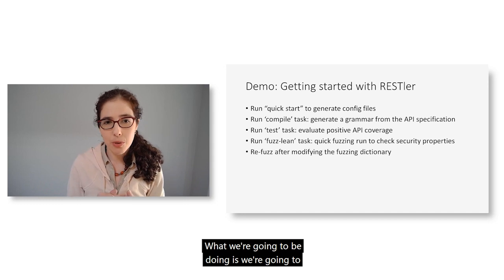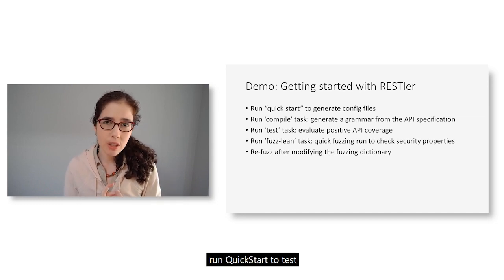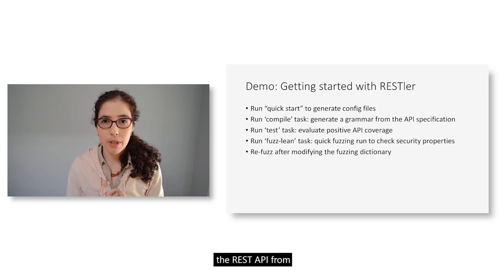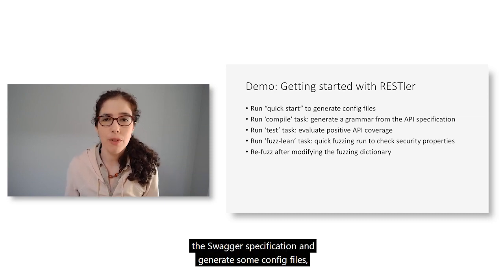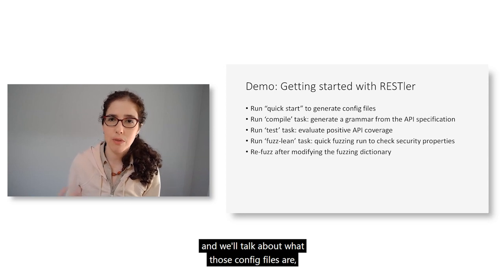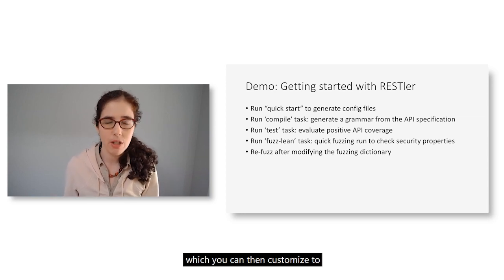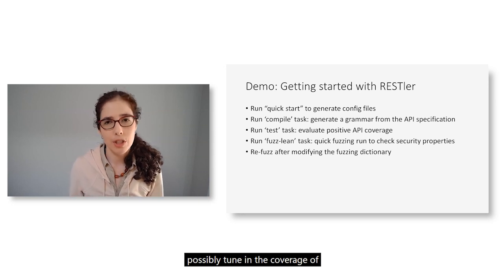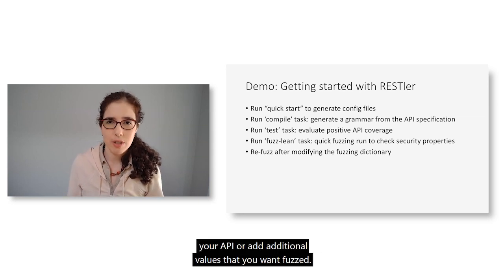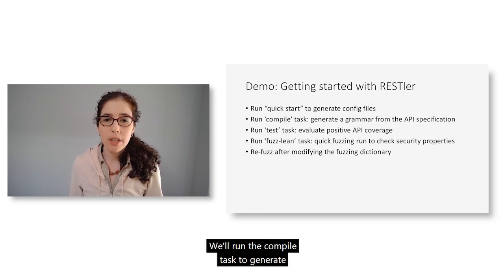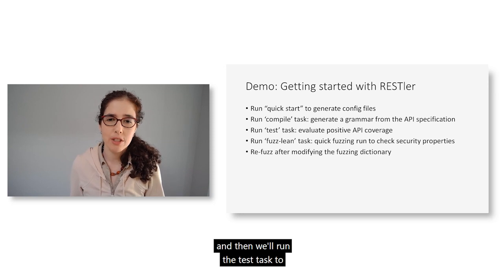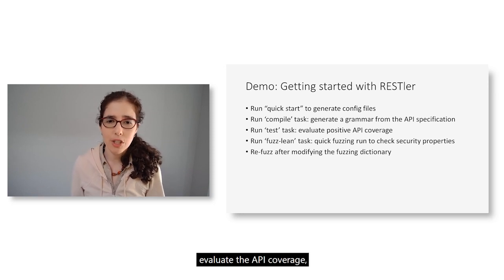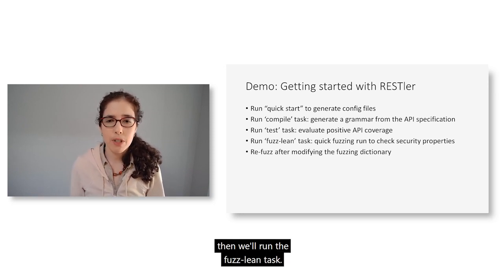What we're going to be doing is running quick start to test the REST API from the Swagger specification and generate some config files. We'll talk about what those config files are, which you can then customize to possibly tune the coverage of your API or add additional values that you want fuzzed. We'll run the compile task to generate a grammar from the API specification, and then we'll run the test task to evaluate the API coverage. Then we'll run the fuzz lean task.